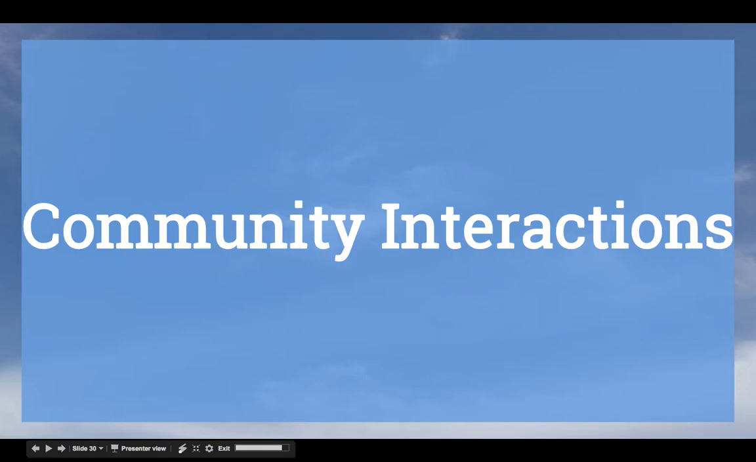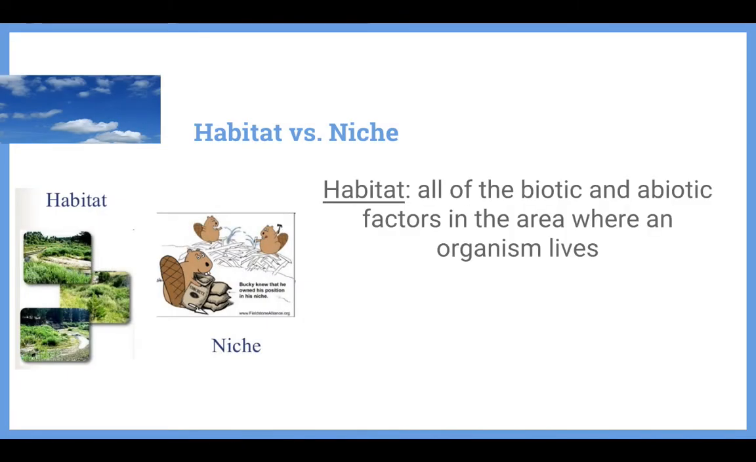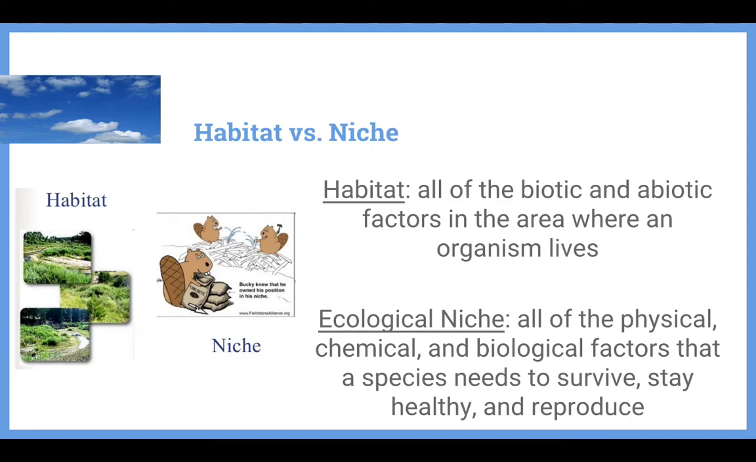So the first thing we need to talk about is a habitat versus a niche. A habitat is all of the biotic and abiotic factors in an area where an organism lives. But an organism's ecological niche is all of the physical, chemical, and biological factors that they need to survive, to stay healthy, and to reproduce. So a niche includes its job in the environment, and specifically where it lives. Is it in the tops of trees, or is it in the bottom of the tree? So an ecological niche is everything about the organism, everything it needs to survive.